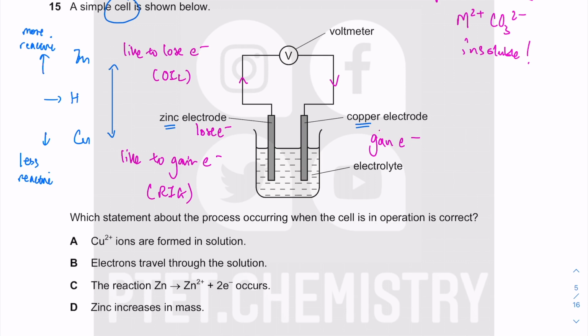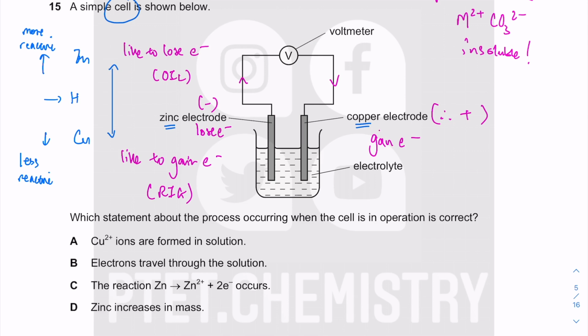Electrons are negatively charged. If electrons are negatively charged, therefore the copper electrode is positively charged, therefore the zinc electrode is negatively charged, you lose the electrons. So the electrons flow towards something which is positively charged. Electrons travel through the solution. Yes, electrons do travel through the solutions. Hang on, not really. No, electrons travel through the wire, isn't it?